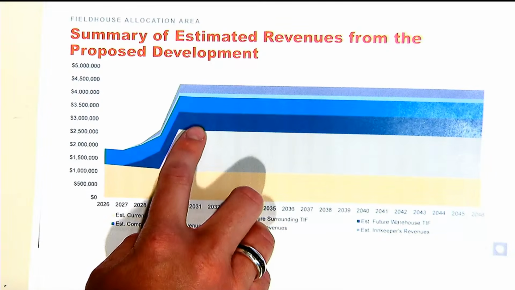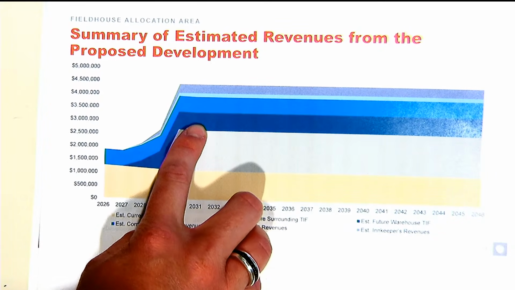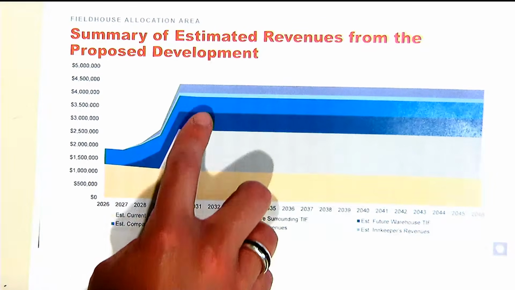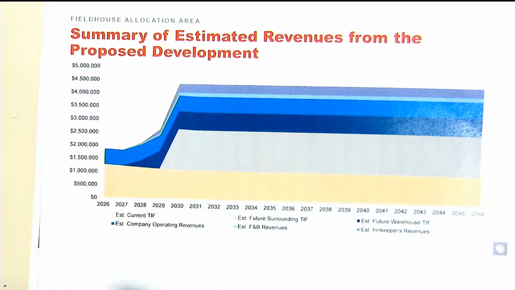This next darker shaded portion is your estimated future warehouse TIF revenues once those are fully developed and come on. And then above all the development TIF, we're going to look at this next shaded portion, the estimated company operating revenues. You have a $600,000 pledge from the company that comes as revenues to you. And on top of that, the other 2 additional shades are the estimated food and beverage revenues and estimated innkeeper's tax revenues.